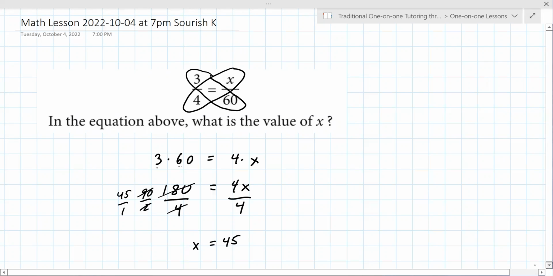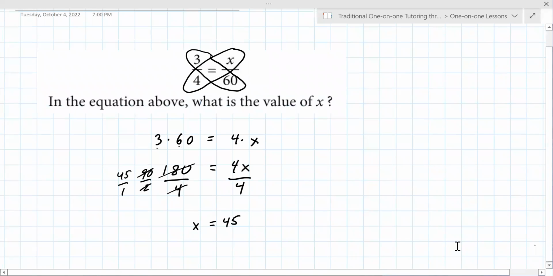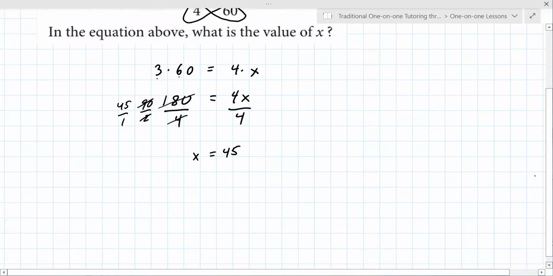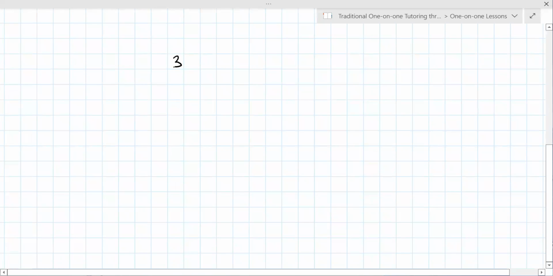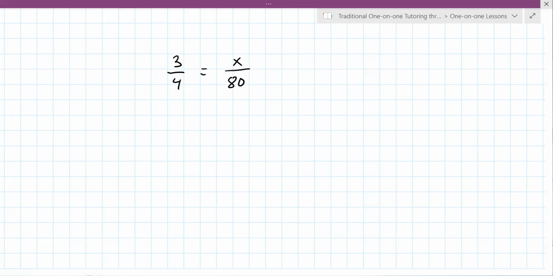Do you feel like you could solve one on your own now like this? Okay. So what is 3/4 equals x over 80? I want you to do the same thing. I want you to multiply diagonally and then reduce.